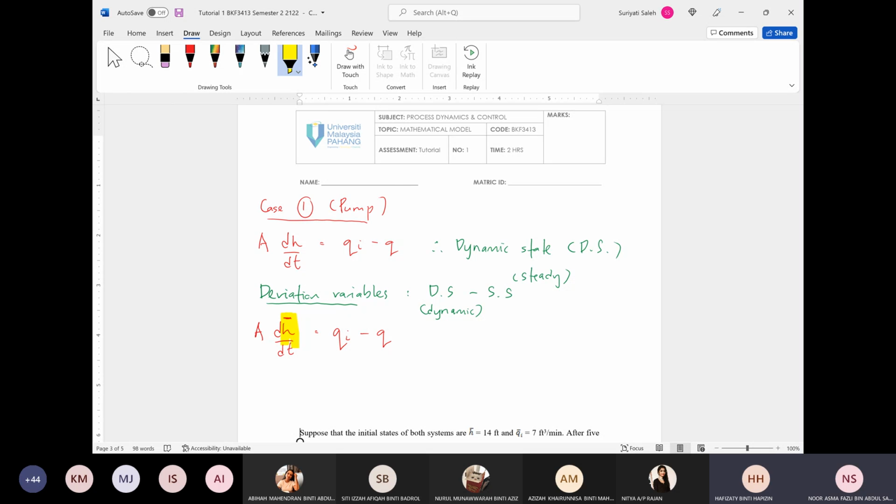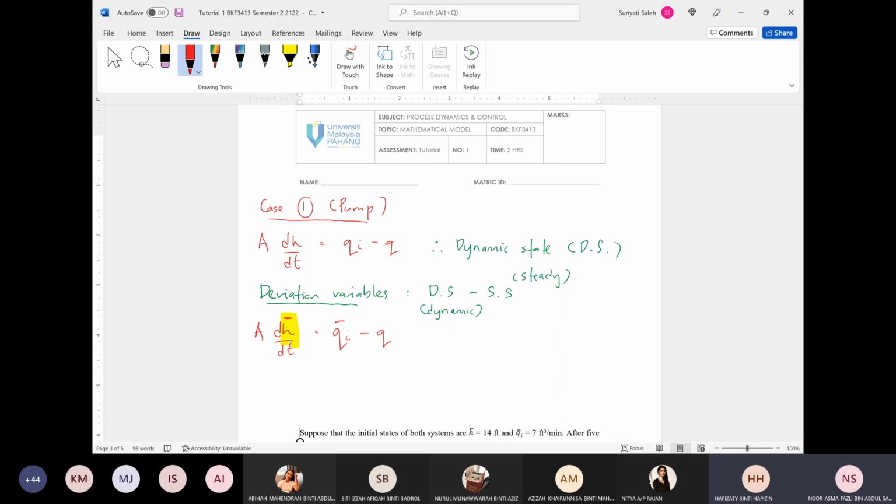The same goes with Qi. For Qi, you have the bar to indicate that Qi will change. Here it does not mention whether your inlet flow rate is constant or not, so we assume it is a variable, a variable that will change in terms of its value.